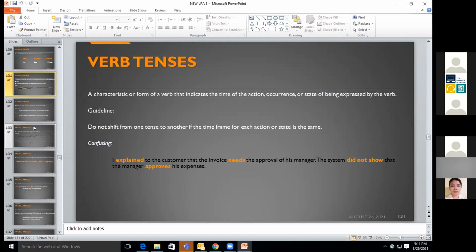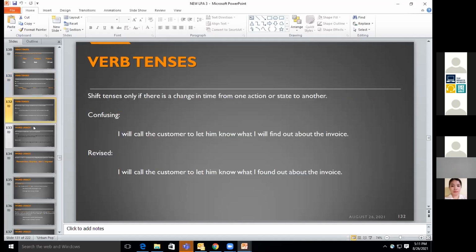We understand this, but however, it's confusing. Shift tenses only if there is a change in time of one action or state. Confusing: I will call the customer to let him know what I will find out about the invoice. See that? I will. So that's revised: I will call the customer to let him know what I found out about the invoice.